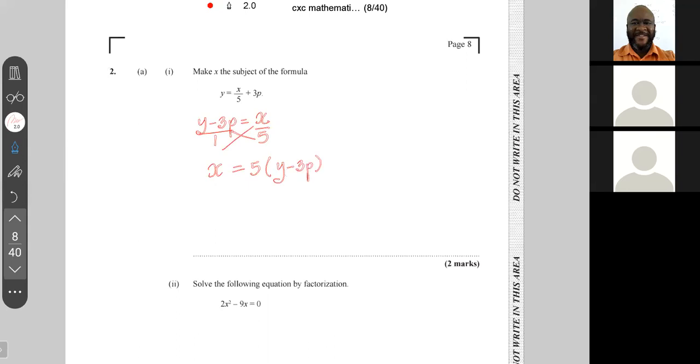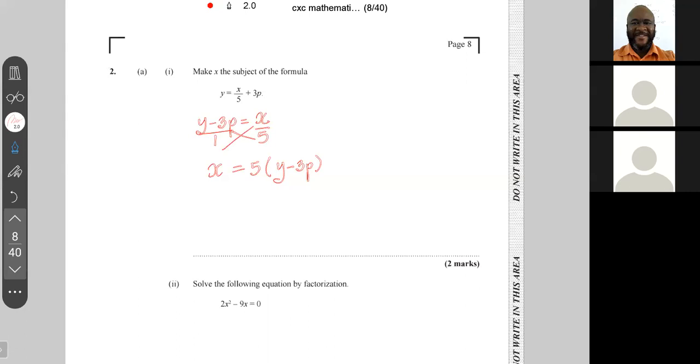Now, y minus 3p is a difference, and whenever you're multiplying a sum or a difference, you must put it in brackets. So now x is the subject. x being the subject means I need to have x by itself on one side. Both the sign and power of x should be positive 1. So here, x is the subject.